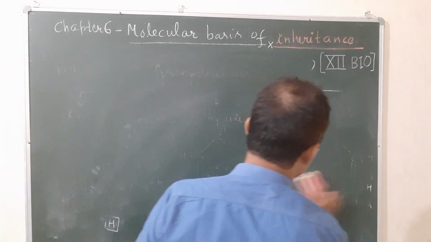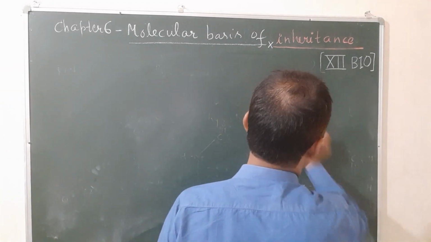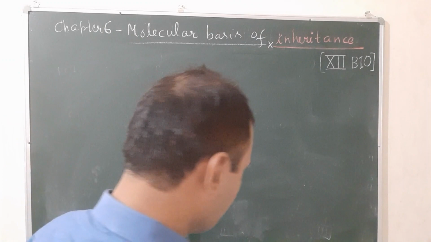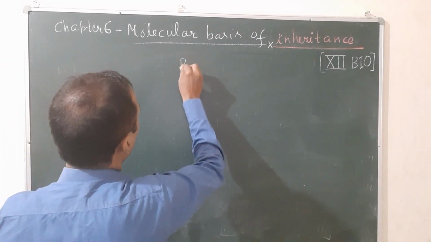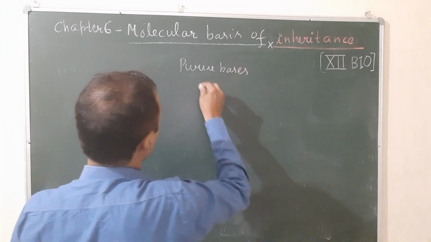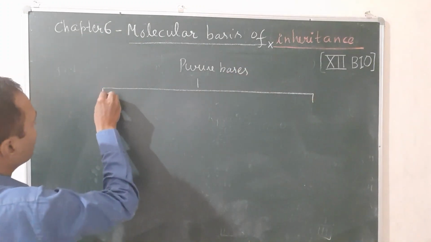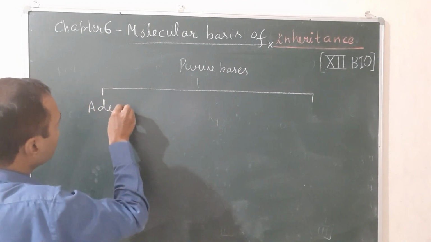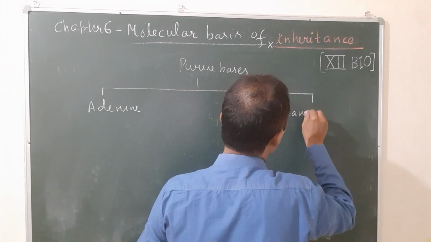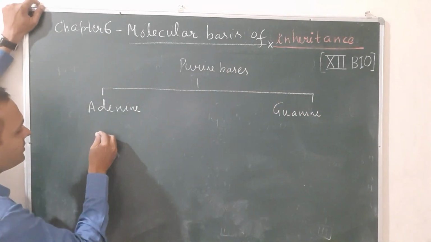Purine base is a double ring structure. Okay, purine bases, so there are two examples. The first one is known as adenine, and the second one is known as guanine.